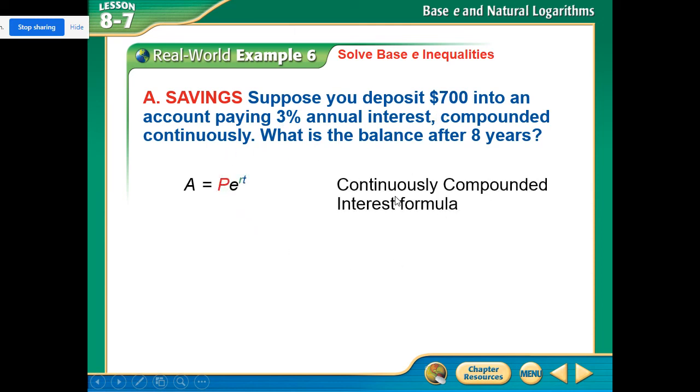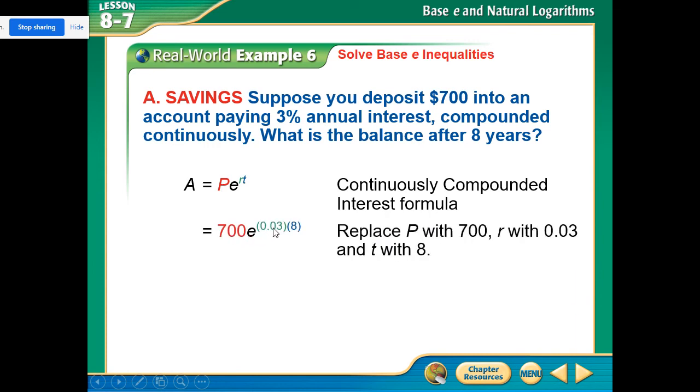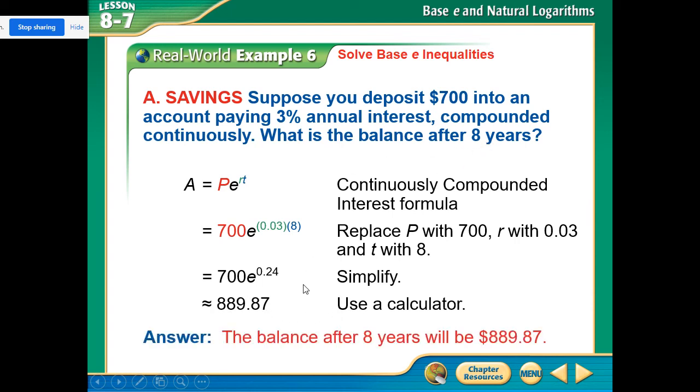So the principal amount is $700. The rate, make sure when you write it in as a decimal, so 0.03 times 8. 0.03 times 8 is 0.24. So 700e to the 0.24 gives us a value of 889.87. So after 8 years, that's how much will be in the account.